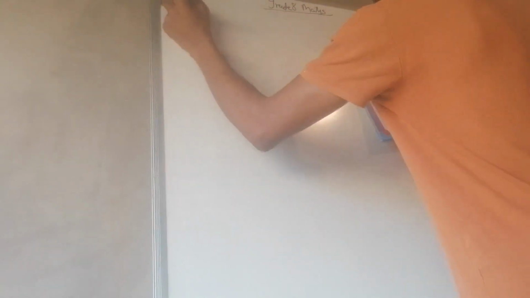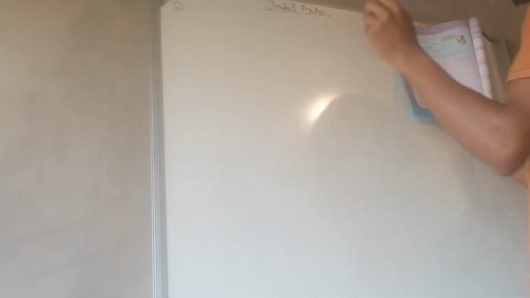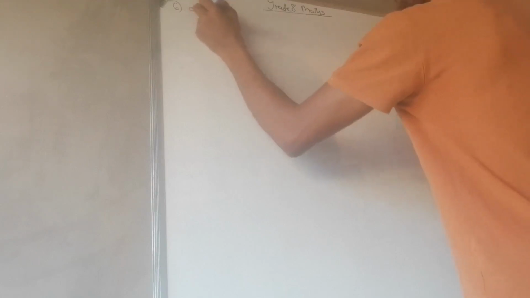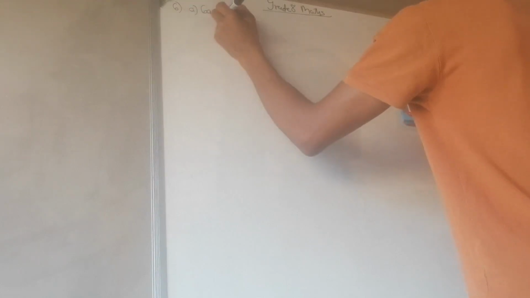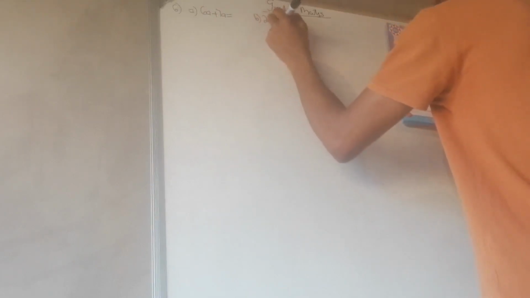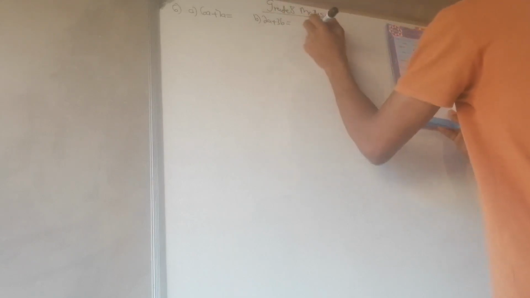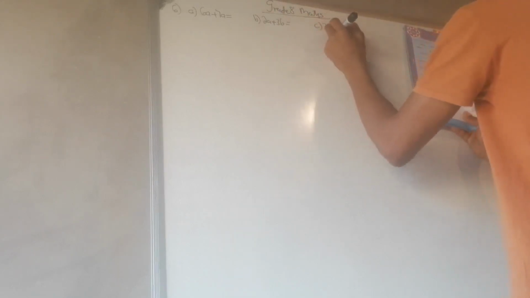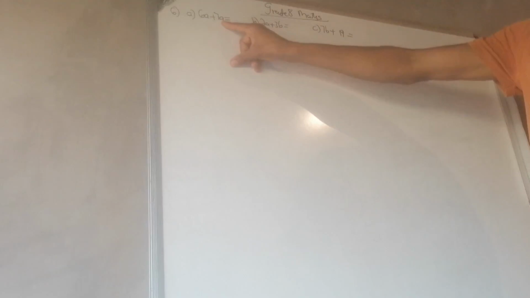Number 6: circle the equation with like terms. You are given A, 6A plus 7A; B, 2A plus 3B; C, 7B plus 19. Circle the equation with like terms. So you have 6A and 7A, which are like terms. This equation has like terms.